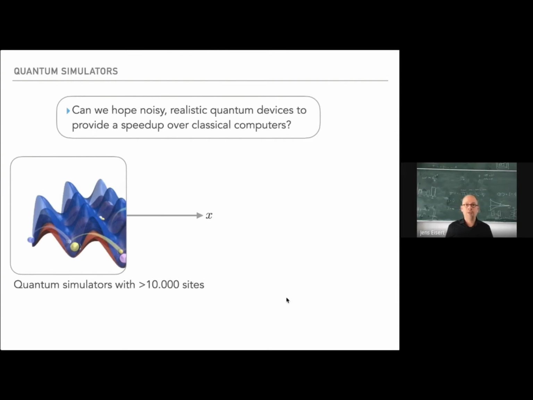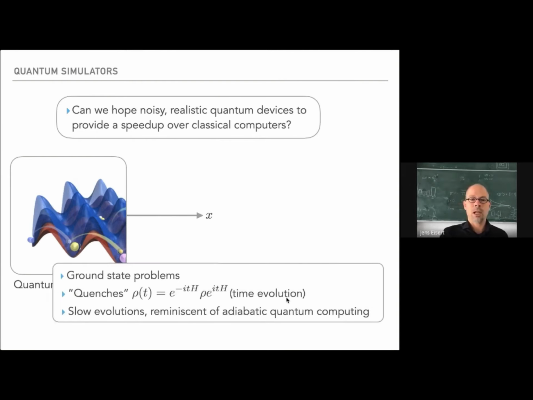But for what you have, you can go to quite large system size and can perform interesting experiments along these lines. So in this fashion, one can look at ground state problems, say, or dynamical problems that are sometimes dubbed quenches. So you just look at the natural time evolution generated by local Hamiltonians, or you can think of slow evolutions reminiscent of adiabatic quantum computing, or a bit beyond, when you think of Kibble-Zurek type settings, where you are basically no longer fully adiabatic, but close to critical points. But these are the types of problems that quantum simulators are natively often performing.